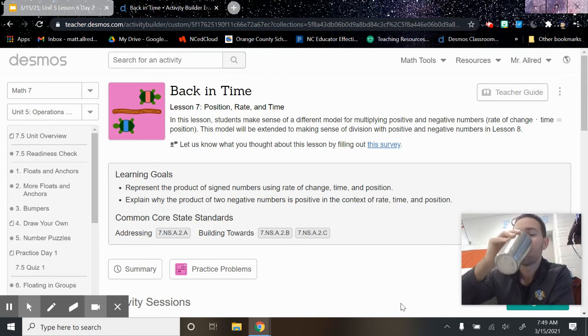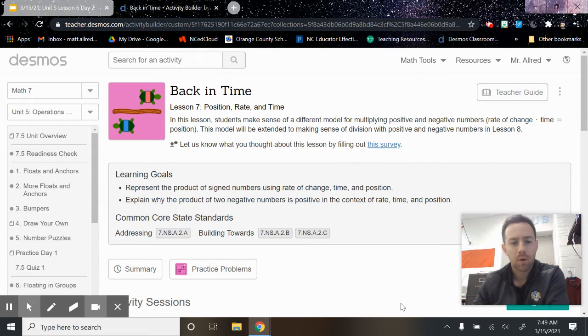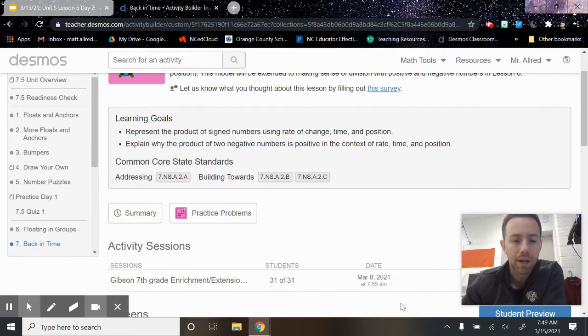Today is a very exciting day because we're going to talk about lesson 7, which is called Back in Time. This lesson is about position, rate, and time. In this lesson, you'll make sense of a different model for multiplying positive and negative numbers. So we spent most of lesson 6 talking about floating in groups with floats and anchors. This is just a different model for multiplication that I think will continue to help you understand how to multiply and divide positive and negative numbers, mostly multiplying today.